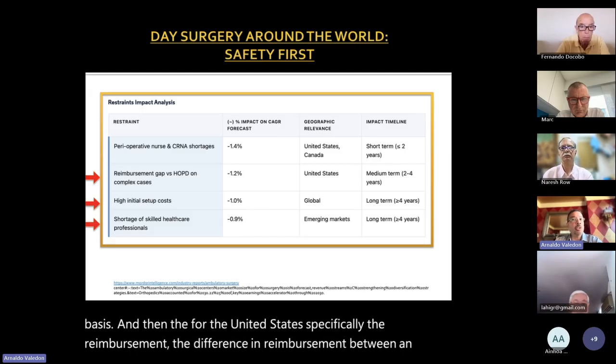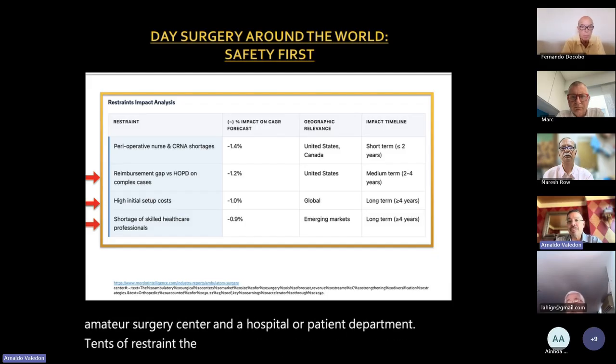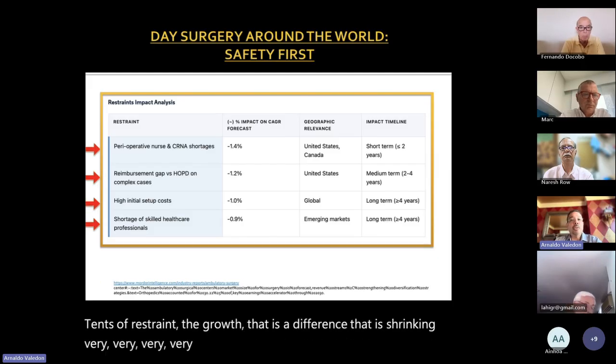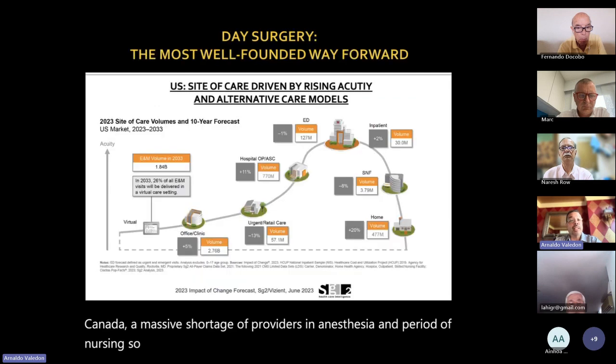And then for the United States specifically, the difference in reimbursement between an ambulatory surgery center and a hospital outpatient department tends to restrain the growth. That is a difference that is shrinking very quickly. And also for the United States and Canada, a massive shortage of providers in anesthesia and peri-op nursing. So important restraints and important analysis.